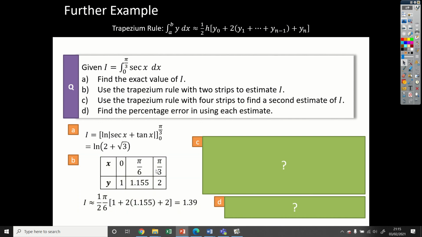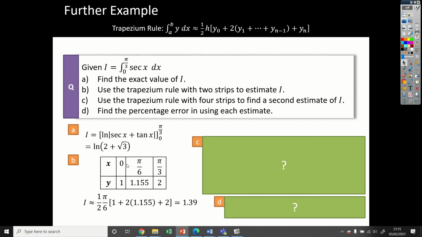So we're going to use a table of values. The table is going to have x values from 0 to pi over 3, but giving us 2 strips means we need the midpoint as well. So we've got 2 strips either side. So x is 0, y is 1. You plug it into your value of sec x. Pi over 6, you get a value of 1.155, and for pi over 3, you get a value of 2. Again, that's using the fact that my function is sec of x, and that's what I'm plugging it into.